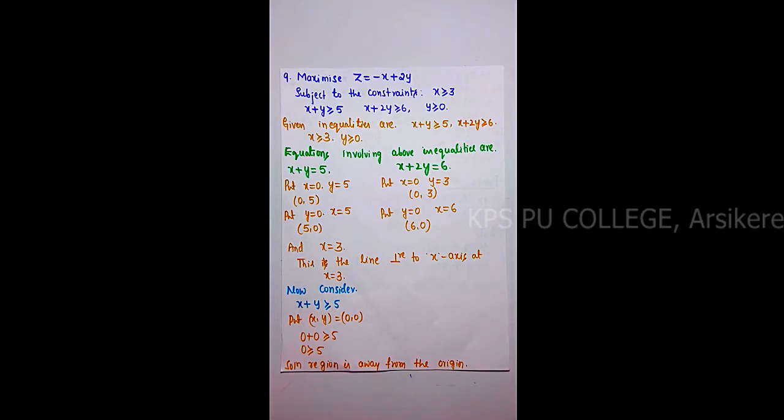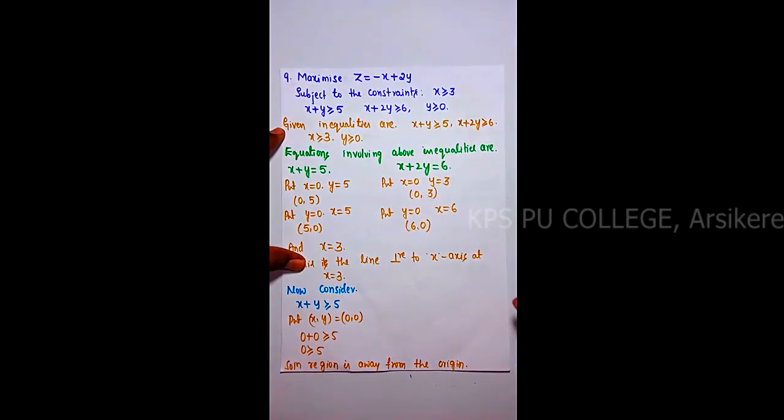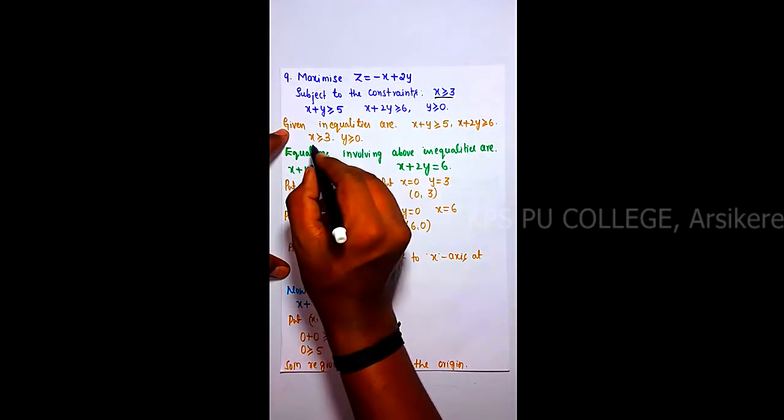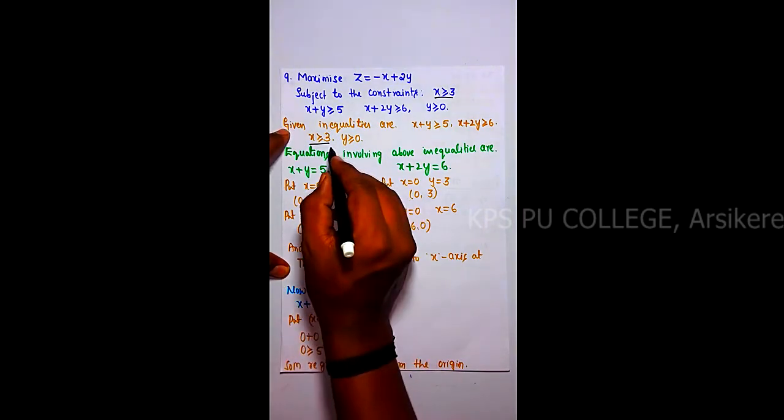Okay. Take the given inequalities: x plus y greater than or equal to 5, x plus 2y greater than or equal to 6, and as the third inequality, x greater than or equal to 3, and y greater than or equal to 0. Just observe here.